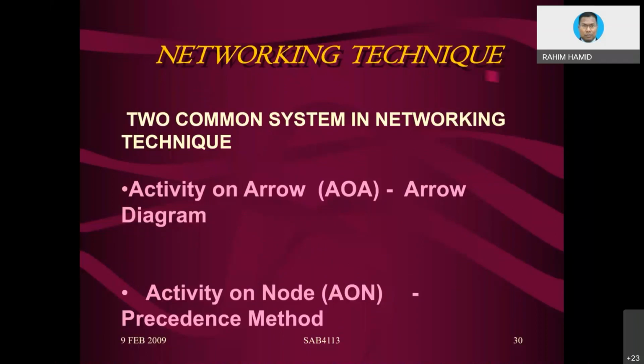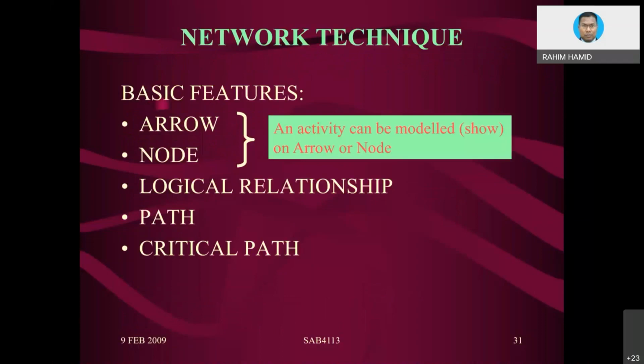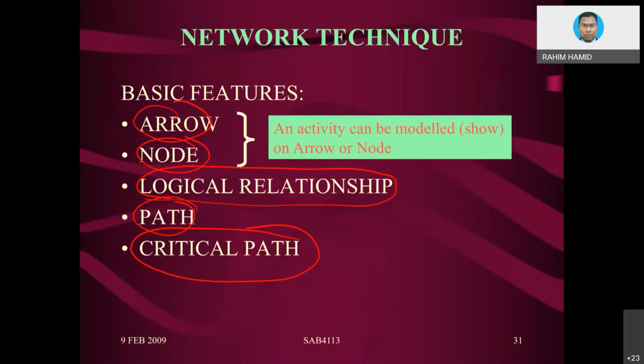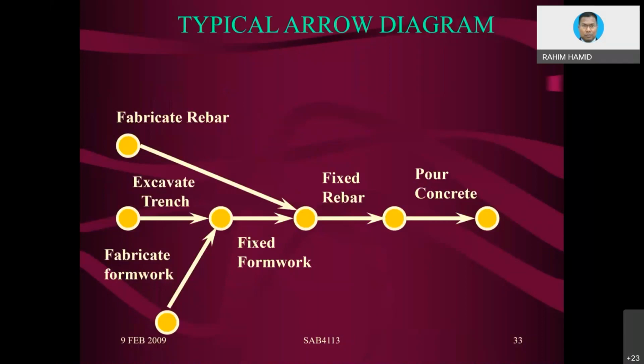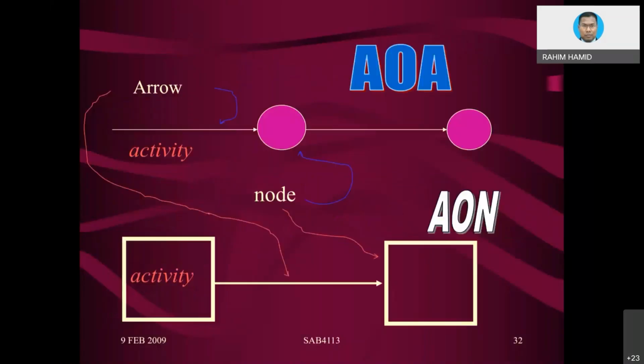Okay, now let me quickly go into the basic features. In order to draw a network diagram, you need to have elements such as arrow, node, and logical relationship. This is what I call predecessor and successor, and then path, and then critical path. So what are these things? Let's go into the diagram. Okay, let's take a look at the AOA diagram in brief. We do have another slide to really zoom into this.